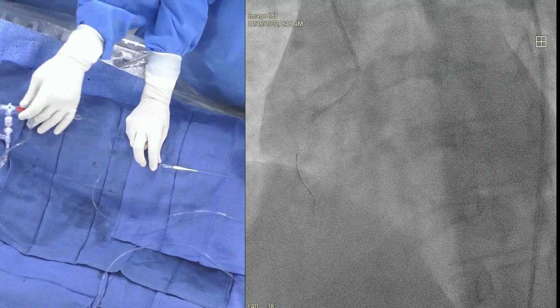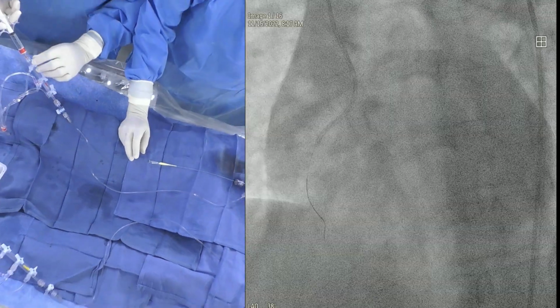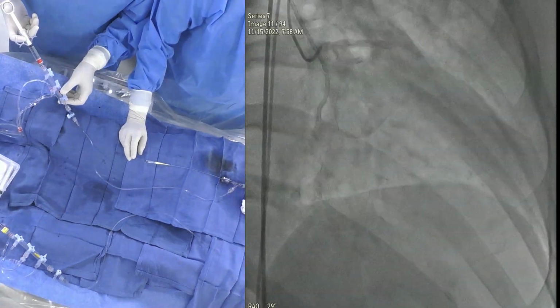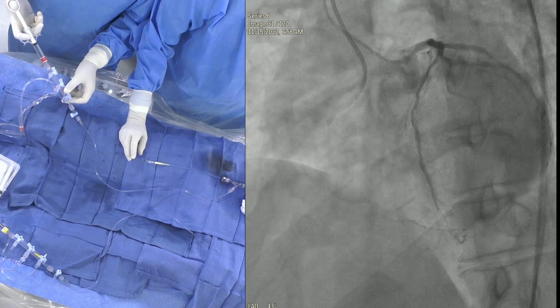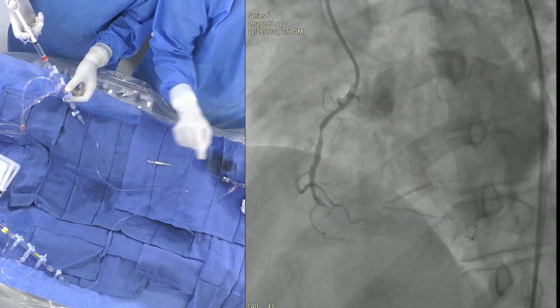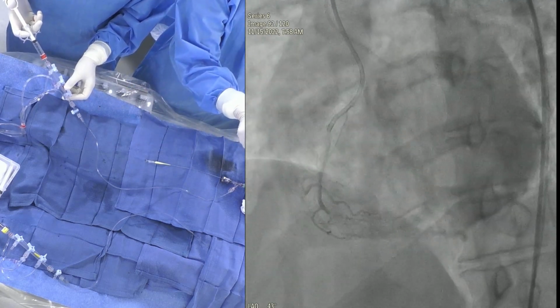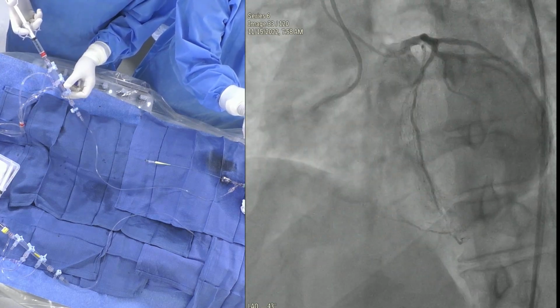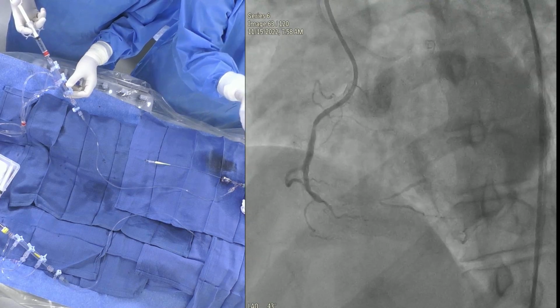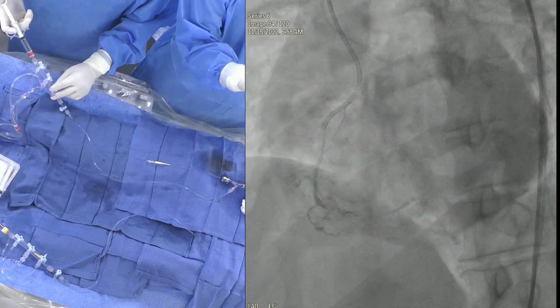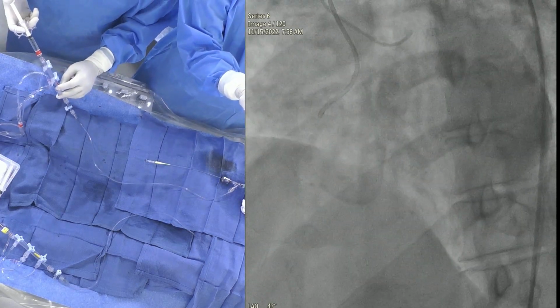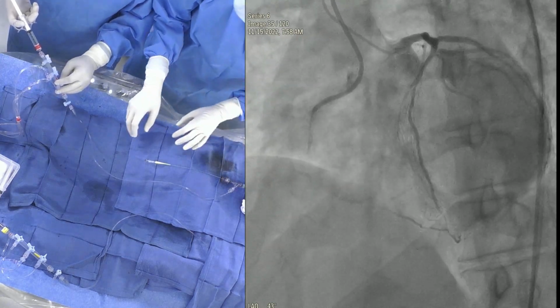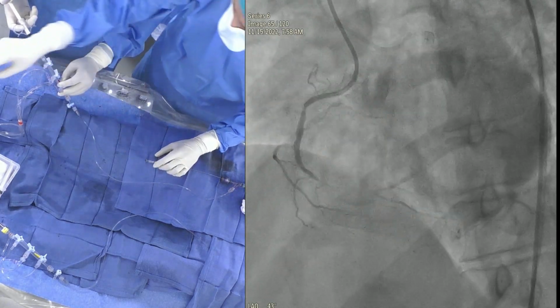Here there's a small side branch that you can see in the original picture, and my Fielder just keeps going into it. You see that? If you take the J-CTO score, other than the length, most of the other things are favorable. It's tapered, but there's this small side branch, and my Fielder just keeps going into that. Now, this is what I meant.